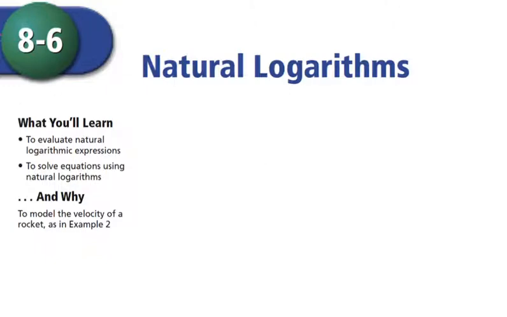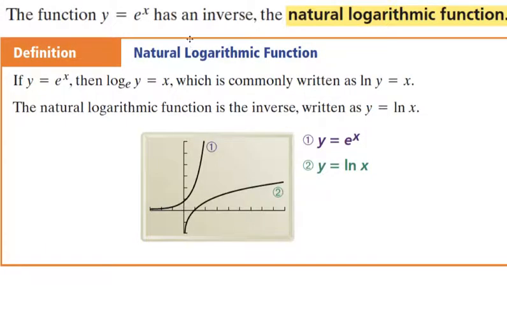All right. First thing I want you to know is that y equals e to the x has an inverse, which is known as the natural logarithmic function. So if you see y equals e to the x, this is the first graph, graph 1. And then your inverse is going to be y equals ln x. So it is a flip over that y equals x line.